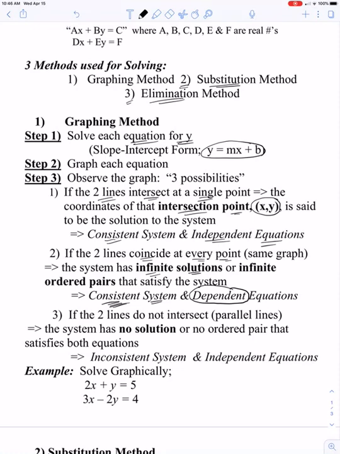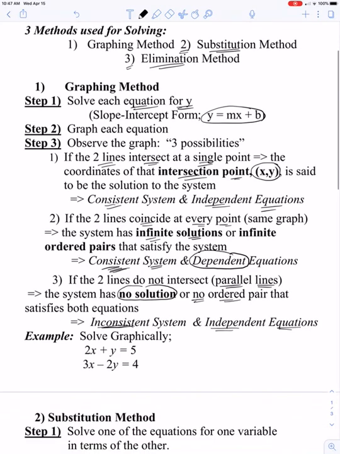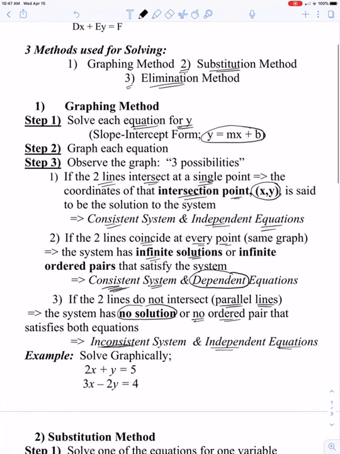Or our third scenario: if they don't intersect at one point, or at infinite points, if they're not the same graph, then the two lines won't intersect at all. They'll be parallel lines. And parallel lines would mean no solution. There'd be no ordered pair that satisfies the two equations. There's no intersection. And that's what we call an inconsistent system. Inconsistent means no solution, and definitely independent equations. So the only time we have dependent equations is with infinite solutions.